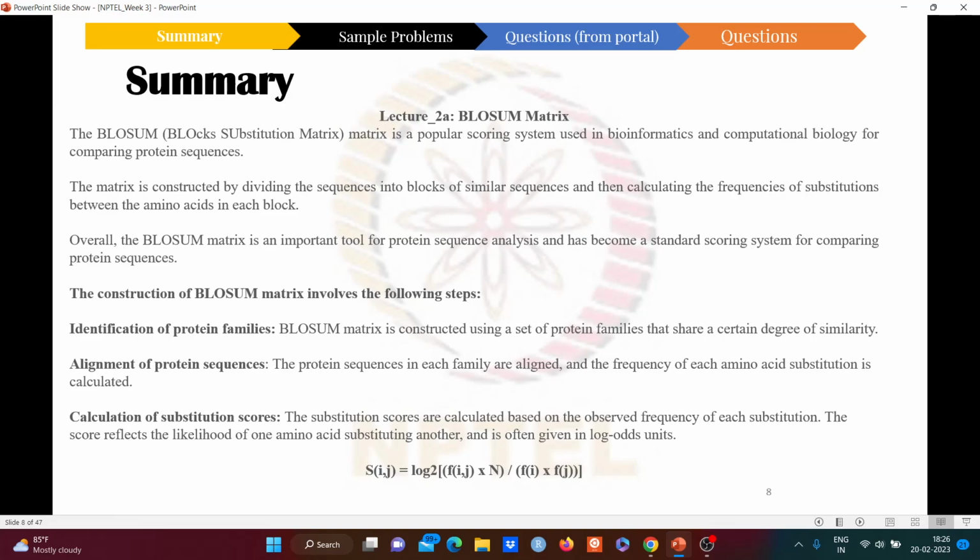The substitution scores are calculated based on the observed frequency of each substitution. This score reflects the likelihood of one amino acid substituting another, and these are also log odds units. Here is the given formula, where f of ij is the frequency of substitution of amino acid i from amino acid j, and fi is the frequency of amino acid i, and fj is the frequency of amino acid j, and n is the total number of amino acids considered.